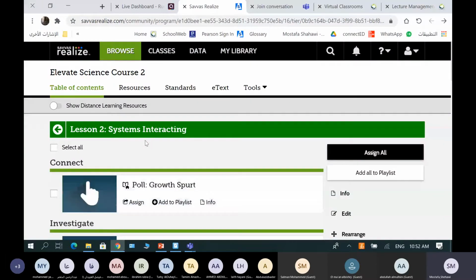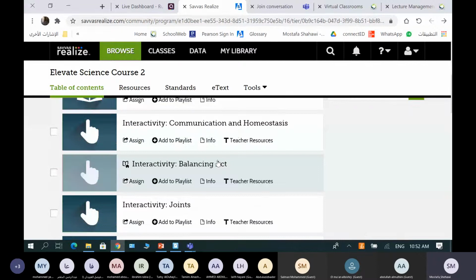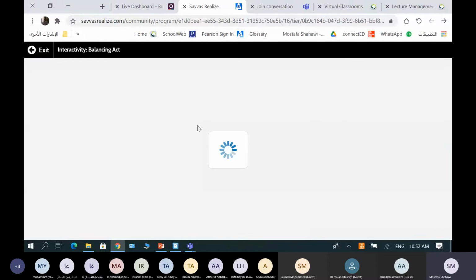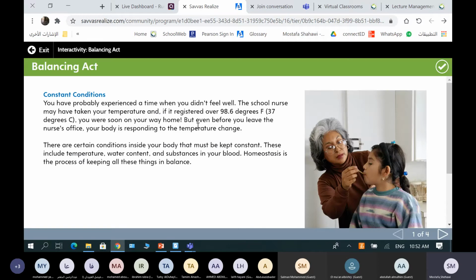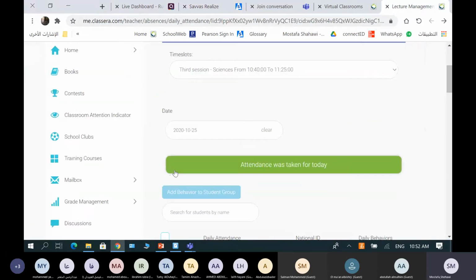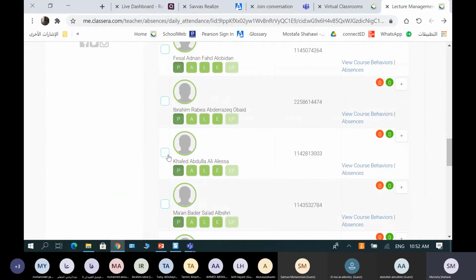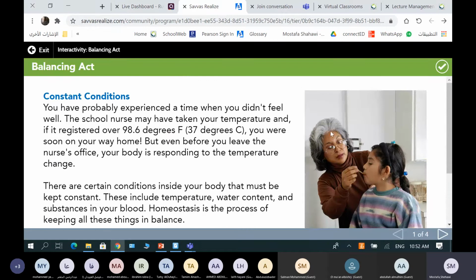So let's see another interactive activity about this one. I will pick someone to read. Khalid Al-Isa. Can Khalid read? Yes, mister. Khalid, I want you to read this slide. Where? This one.